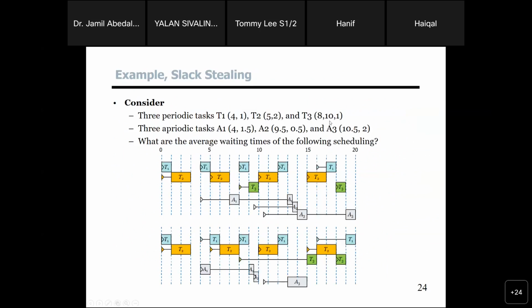So what is the correct answer? Each number represent what? Yalan. 8 represent what? You said period, yeah? And this is deadline. And this is execution. Deadline should be at the end. So your answer wrong. Okay. So what's the correct answer?